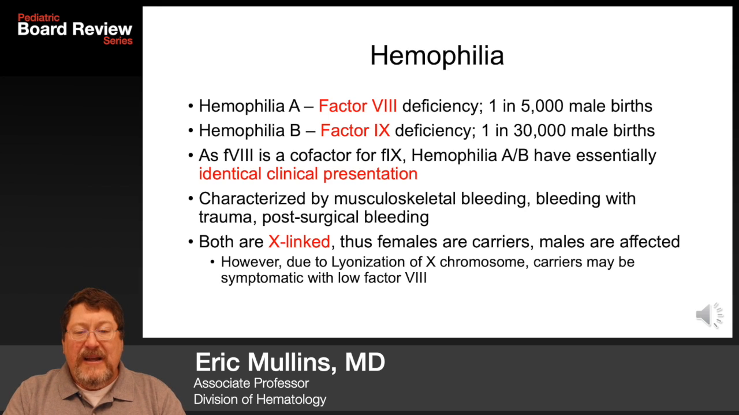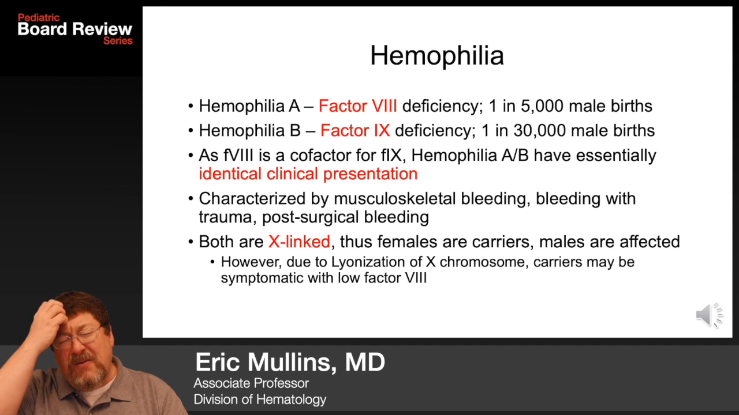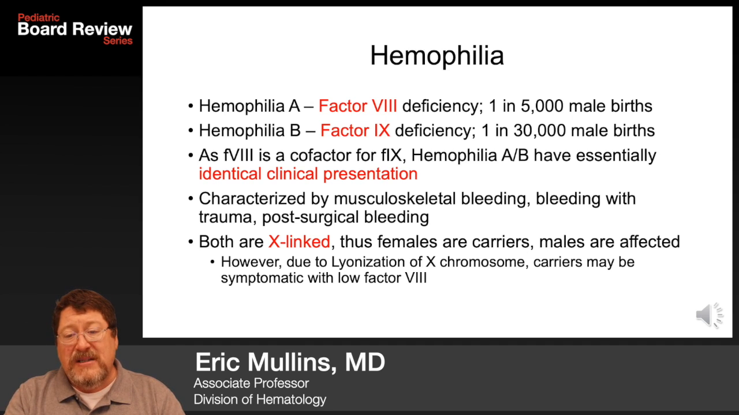So hemophilia is characterized by musculoskeletal bleeding, and the characteristic bleed associated with hemophilia is the hemarthrosis. These are also associated with bleeding after surgery or bleeding after trauma. Both hemophilia A and hemophilia B, factor VIII and factor IX, are X-linked. Therefore, females are typically carriers, and males are typically the ones affected.